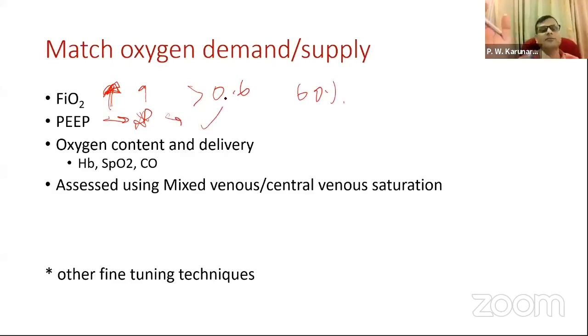as a general guide. This is a general guide, this is not a guideline. If you need to give more than 60%, you must do something. Something bad is happening to the patient. So maybe it is a good idea to increase your PEEP, but get some advanced help also. And I don't have time to go through oxygen.